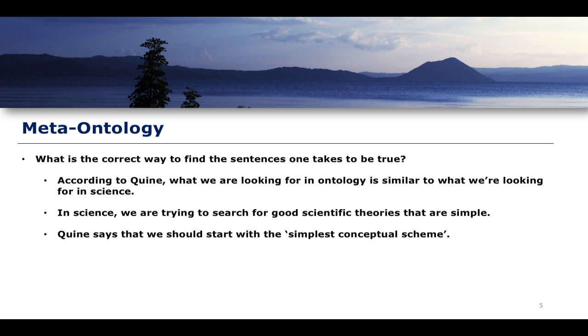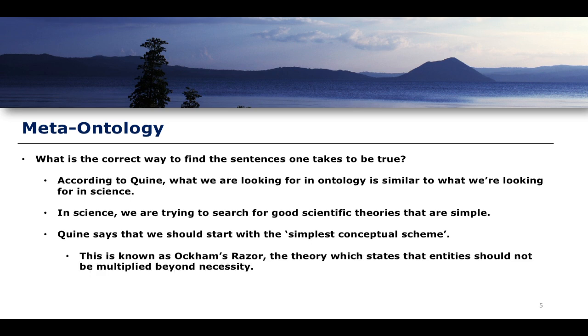Well, what Quine says is that the concept of simplicity is a very important part of the process of finding ontological commitments, okay? And he believes that we should start with what he would term the simplest conceptual scheme. The reason for this is that you can then build on to some of the more detailed and more difficult stuff that we can try to find ontological commitments for. You might be familiar with this idea.